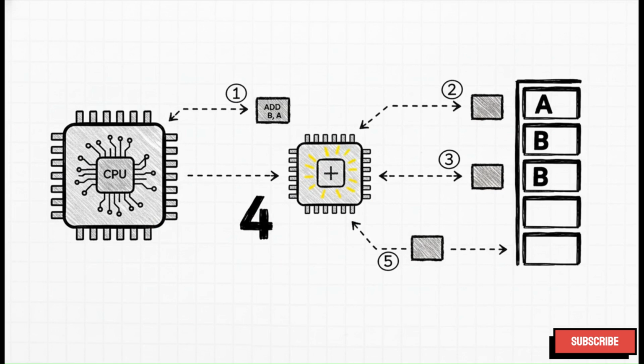A command that looks super simple, like add BA, which just means add the number at memory address B to the one at address A, isn't just one quick trip. The processor has to first go fetch the instruction itself. Then it has to go back to memory to get the number from location A. Then it has to go back again to get the number from location B. Then it can finally do the math. And then it has to go back one last time to store the answer. It's this constant, super fast conversation with memory.